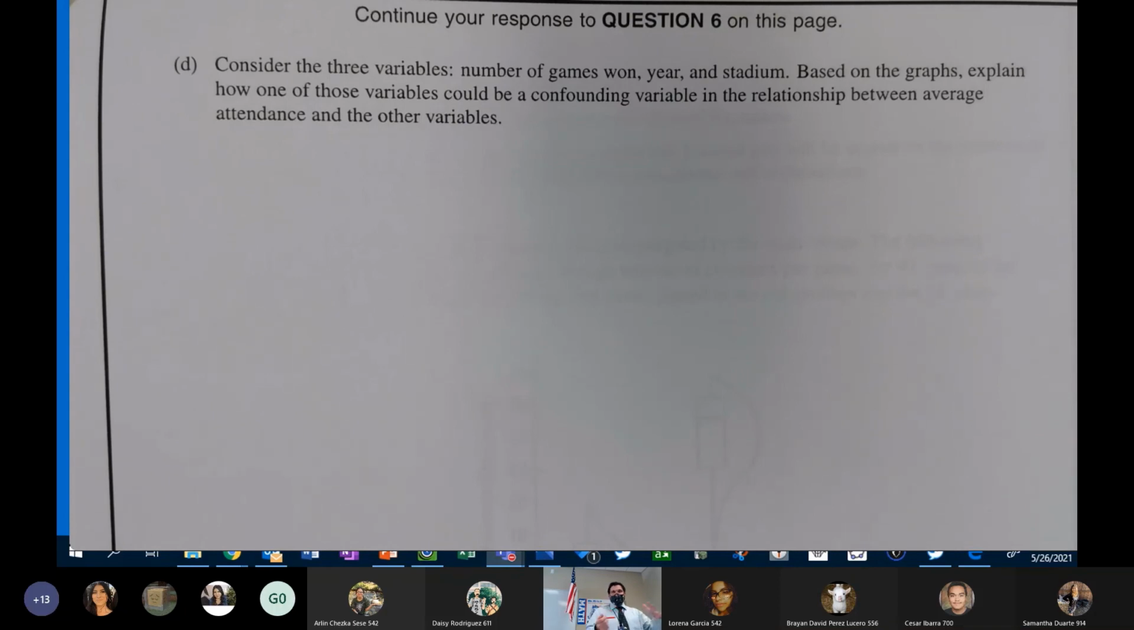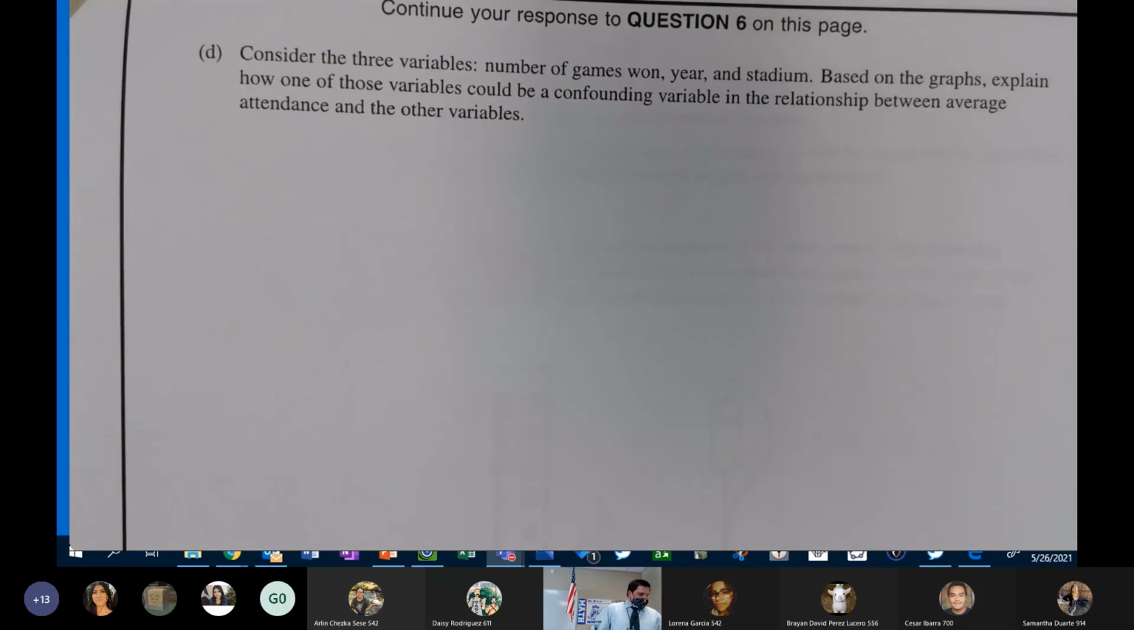And in this, you should really be able to make an argument for whichever one you choose, right? So if you have a strong enough argument, your answer could be considered correct. All right.